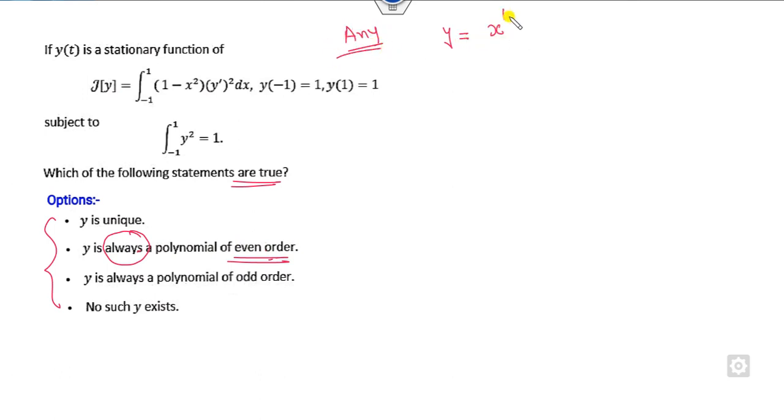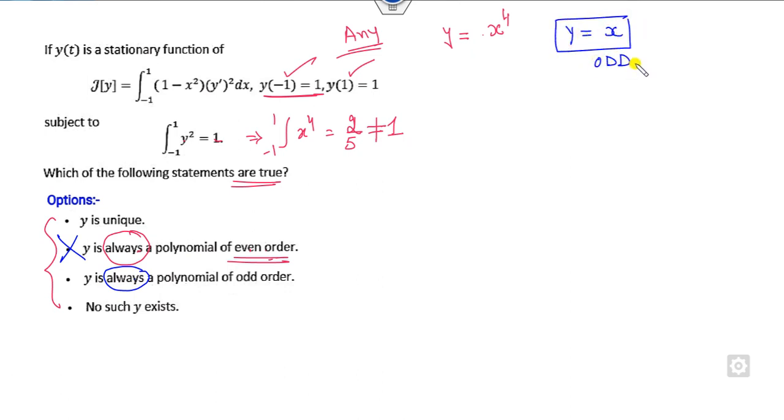Say x to the 4, this is my even order. Now, is y of minus 1 satisfied? Yes. Is y of 1 satisfied? Yes. If you substitute here and integrate x raised to power 4, the value is 2 over 5, which is not equal to 1, so this option is cancelled. The second option says always even, so you can consider x, which is an odd function. Now is this condition satisfied? No, y of minus 1 is not equal to 1, so this option is also cancelled out.